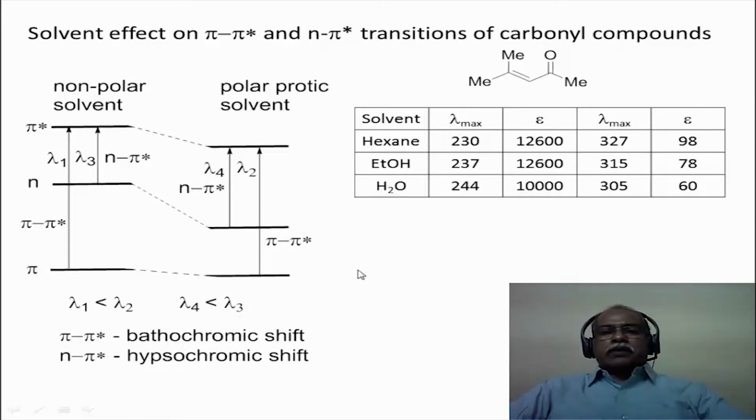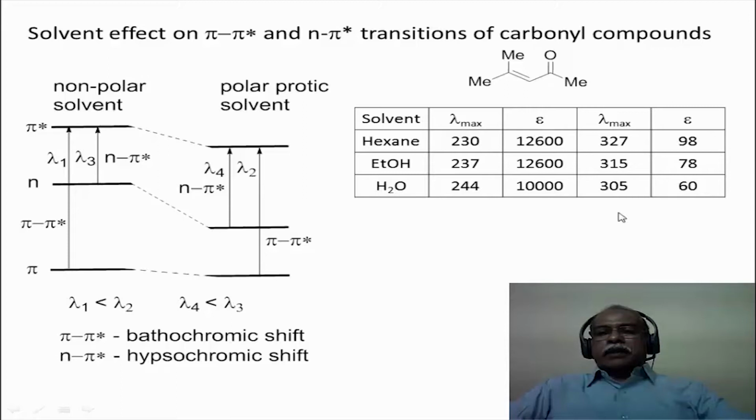Now this is illustrated using an example, a carbonyl compound which is an alpha beta unsaturated carbonyl compound known as mesityl oxide. Mesityl oxide is a colloquial name for this molecule, and the UV visible spectrum has been measured in 3 different solvents, namely hexane, ethyl alcohol and water. In hexane, the pi to pi star transition occurs for this carbonyl functional group at 230 nanometer. In ethyl alcohol, it goes to a higher wavelength, 237. In a more polar solvent like water, it goes even higher, namely 244 nanometer. And you can see from the epsilon that this is an allowed transition.